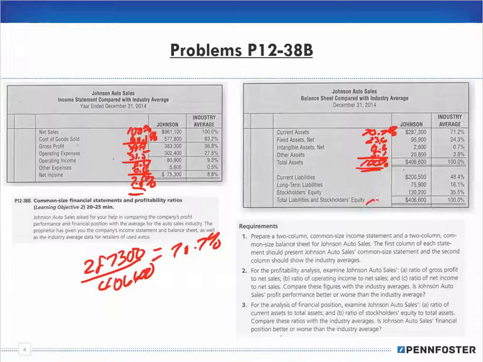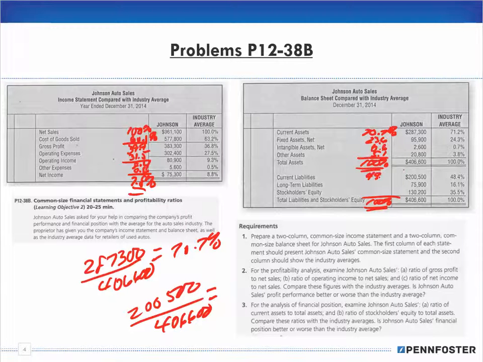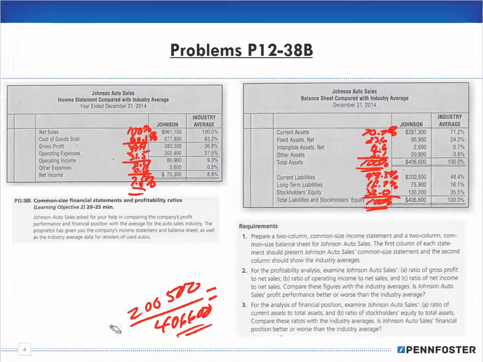The 406,600 is 100%. And I take the 200,500 and divide it by 406,600, and that gives me 49.3. 75,900 divided by the 406,600 gives me 18.7. And 130,200 divided by 406,600 gives me 32%. So that's all there is in creating a common-sized statement.